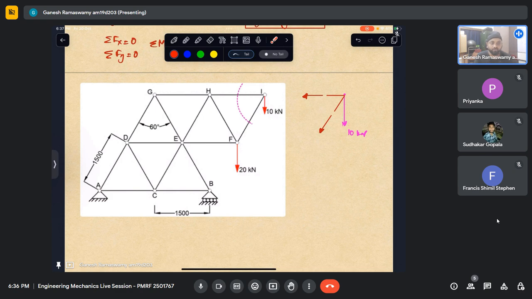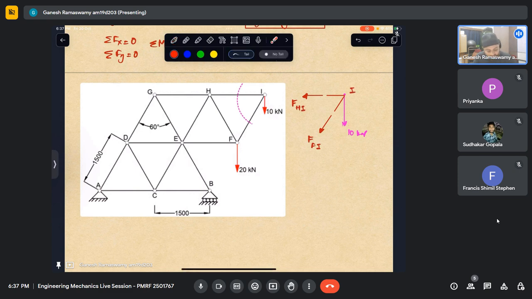So there are two steps to it. Don't confuse it with the fact that if you are getting a positive answer, it has to be tension. Both are linked. If you are getting a positive answer, it implies that the direction you have assumed is correct. And since you have started with the condition that the direction you have assumed represents tension, that is why positive implies tension in this case. Okay, so this is force FI, this is force in member HI, and this is joint I.